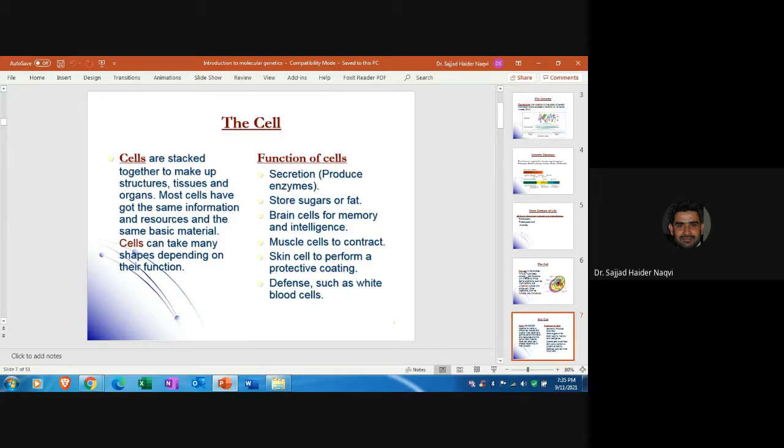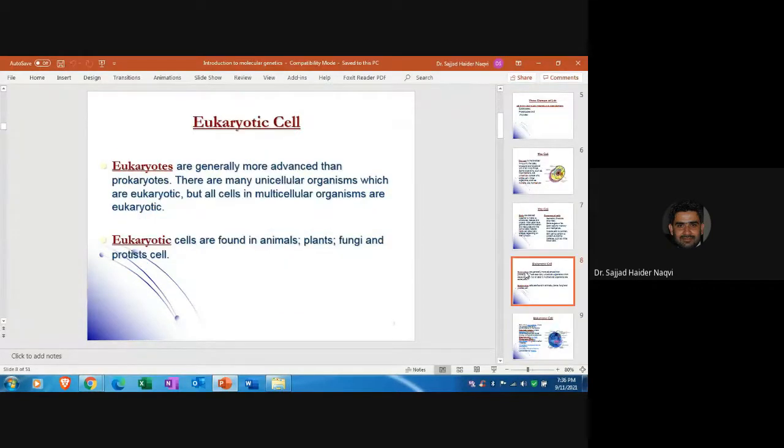When it comes to the functions of the cell, there could be a long list, but here a few of the functions have been mentioned, like secretion, secretion of hormones, secretion of enzymes. Cells also function as a storage organ, like they store carbs, they store fats. Cells also have a memory and intelligence when it comes to the brain cells. Then cells may contract and relax when it comes to muscle cells. They may have a protective function like the skin cells, and they may have a defense role in the body like white blood cells. So as I said, there's a long list of the functions, but these are a few of the functions listed in front of you.